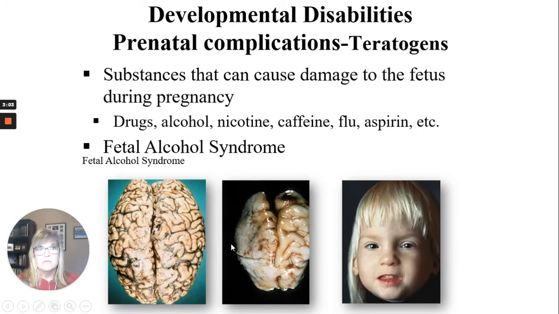Developmental disabilities can also be caused by what we call teratogens, which are substances that can cause damage during pregnancy, and it causes damage to the fetus. So we know that drugs and alcohol and nicotine, even caffeine, are things that can affect a fetus. And it makes sense to us that drugs and alcohol would affect a fetus. The other things maybe not so much. And think about how many children are exposed to drugs and alcohol, and I think we're not even really sure of all the effects of drugs and alcohol on a growing fetus.